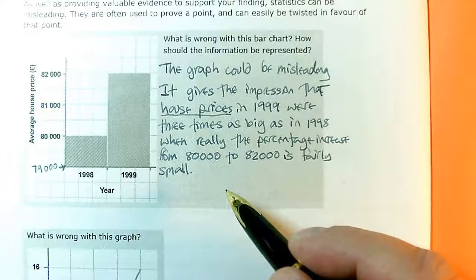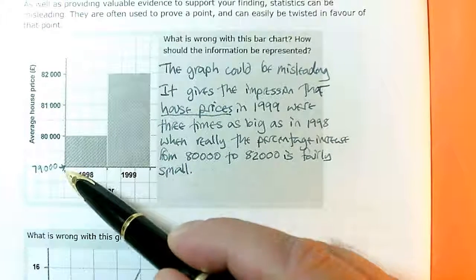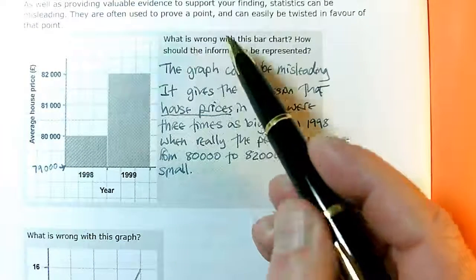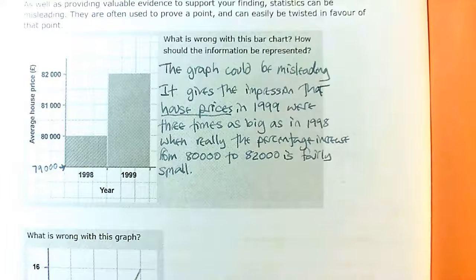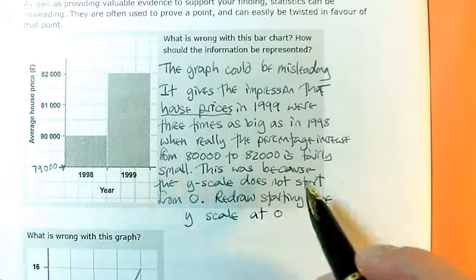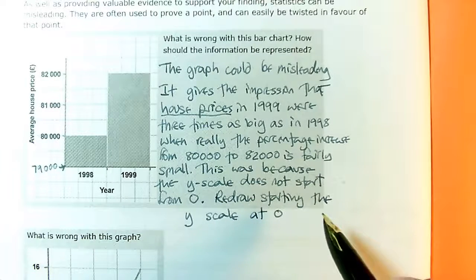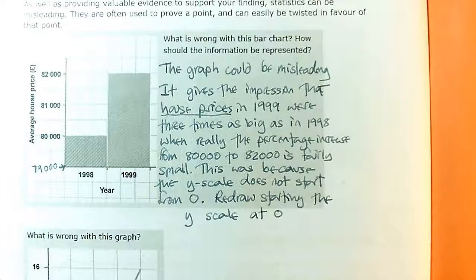Now we have to talk about how the graph is wrong. Well, the problem was the y-scale did not start at 0, and it asks how should the information be represented. So we need to put that together. The reason for the misleading effect is because the y-scale does not start from 0, and the way to put it right is to redraw it, starting the y-scale at 0.